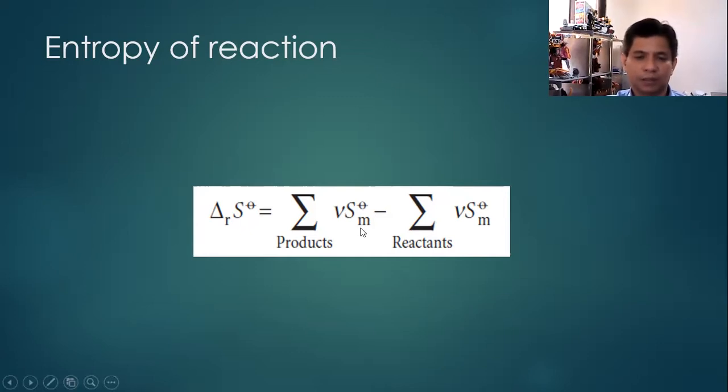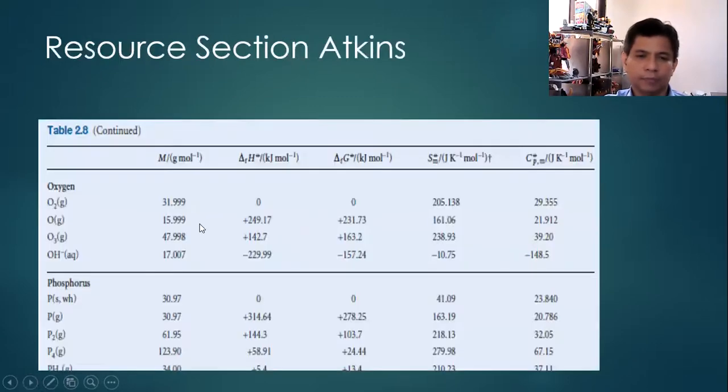Okay? So let's try a problem. Ganito lang naman, products minus reactants din lang naman. Okay, so ito yung Table 2.8 sa resource section ni Atkins. Last time, itong column na to, yung delta H of formation, ito yung ginamit natin. Ngayon ang gagamitin naman natin to calculate the molar entropy, itong column na to. So ang unit niya ay joules per Kelvin per mole.